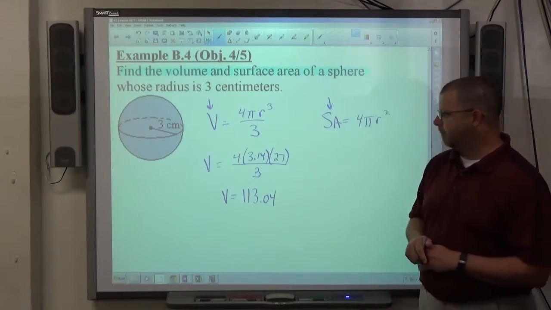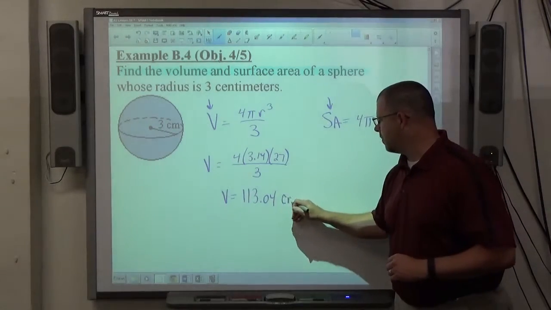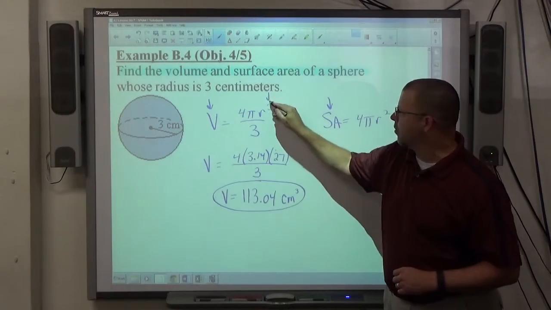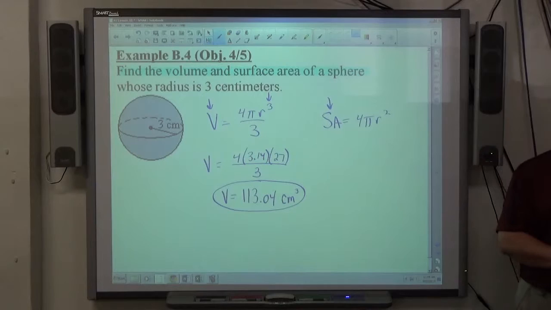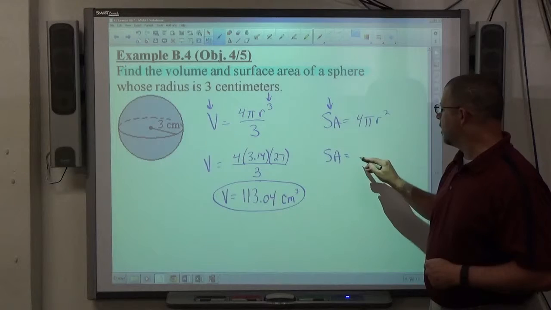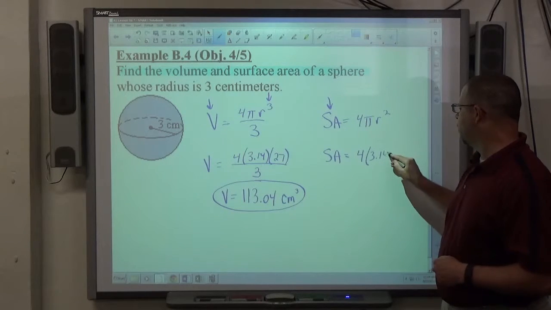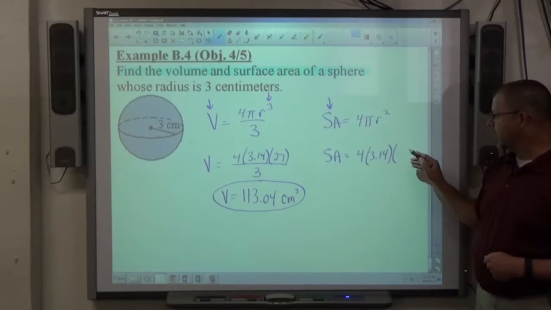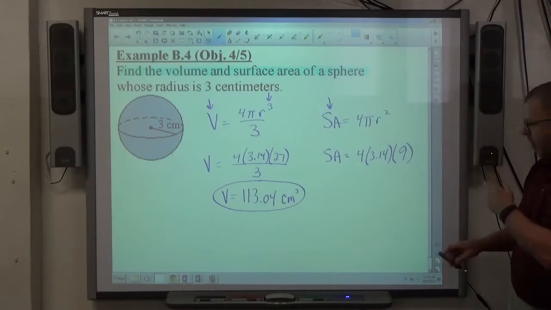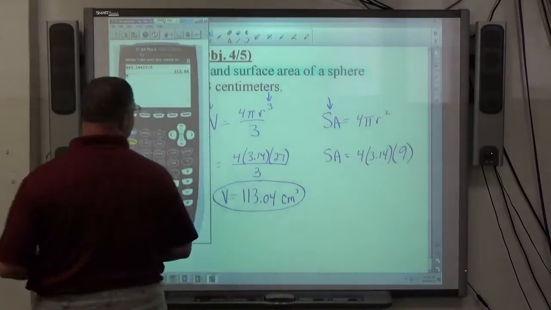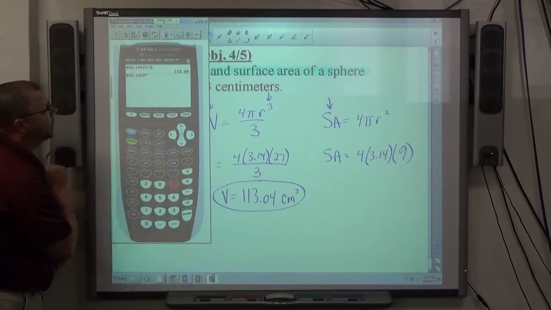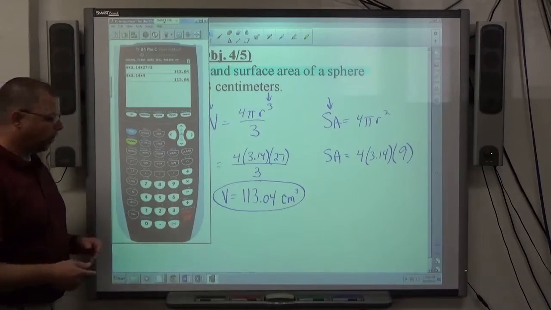What kind of unit is going to be on that? Centimeters cubed. Volume is always cubic, and to remember that is real simple. Radius is cubed, so cubic units. The surface area formula is 4 pi r squared, so it's 4 times 3.14 times r squared. Radius is 3. 3 squared is 9. Again, I'm not writing 3 squared on my paper. I'm just going to square 3 in my head and write it on my paper. So I just got a simple multiplication problem to work out. I type it in, 4 times 3.14 times 9 equals, and my calculator says 113.04.